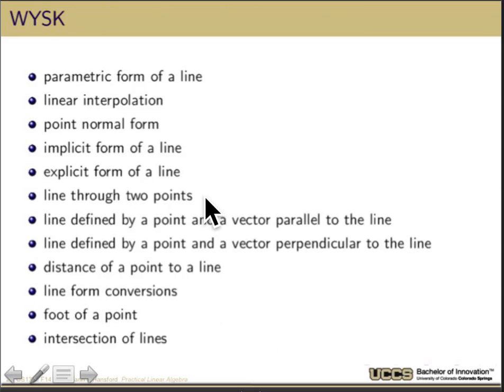Make sure as you review the chapter, go back, you understand parametric representations, linear interpolations, point normal form, the implicit form of a line, the explicit form of a line, and why we're not going to actually use it too much. How to define a line through 2 points, how to define a line with a point and a vector parallel to the line, how to define a line with a point and vector perpendicular, how to convert between different forms of a line, compute the distance to a point, distance of a point to the line with a foot, or the intersection. These are all tasks you should be able to cover.